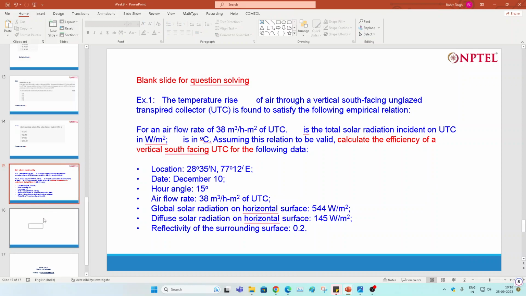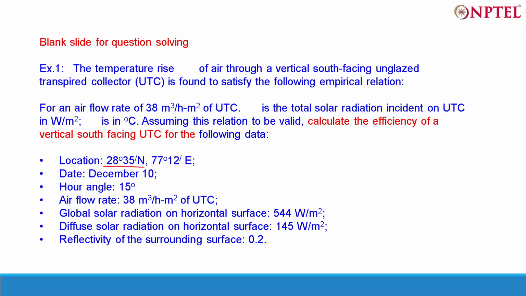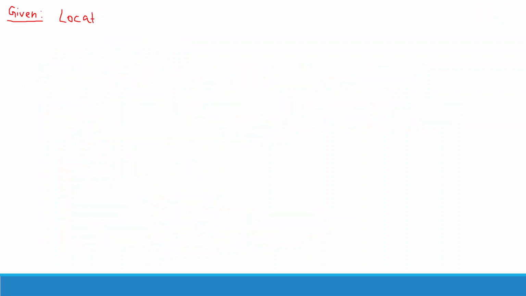Now let's try to solve this question. The first thing you need to do is write down the given values. What is given in the question? First, the location data is given. The location is given as 28.35. So convert it to degrees.